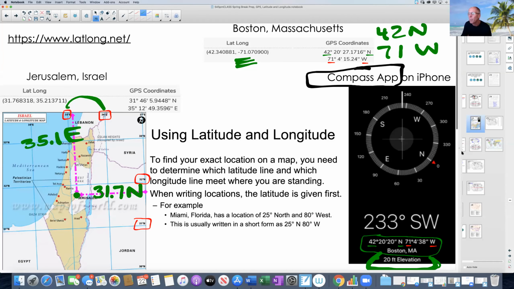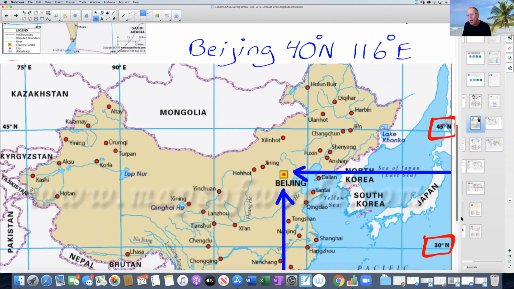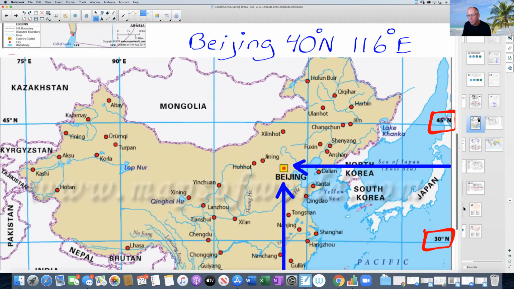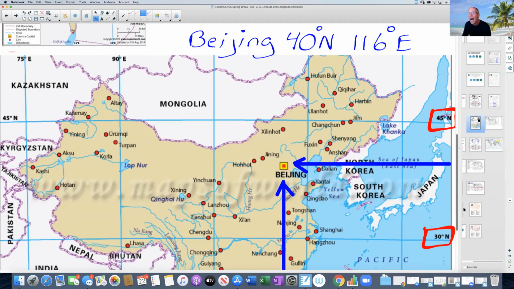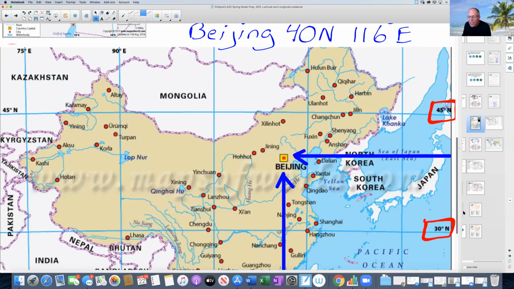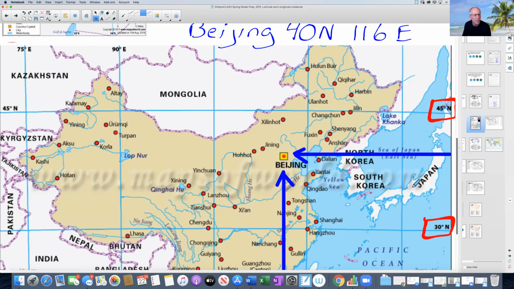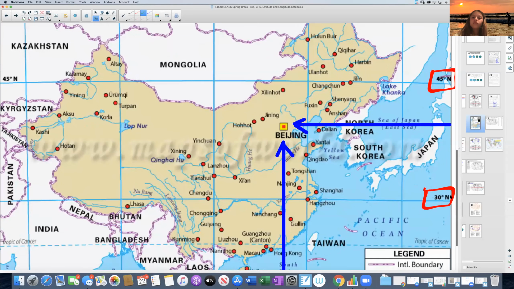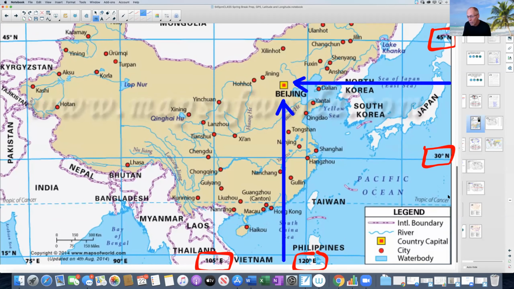Now, another thing that I put in your packet that I think you'll really enjoy is I love the country of China. And I've been there a few times. I'm a real fan. I happen to love Beijing. Now, Beijing is, if you look at Beijing, and I for some reason, I want to apologize. Okay, there we go. Oh, somebody's making a banging noise, and if they would stop that, I'd be most appreciative. Do you notice, guys, that Beijing is between 30 north and 45 north, but it's almost two-thirds of the way from 30 to 45. So I would call that approximately 40 north.